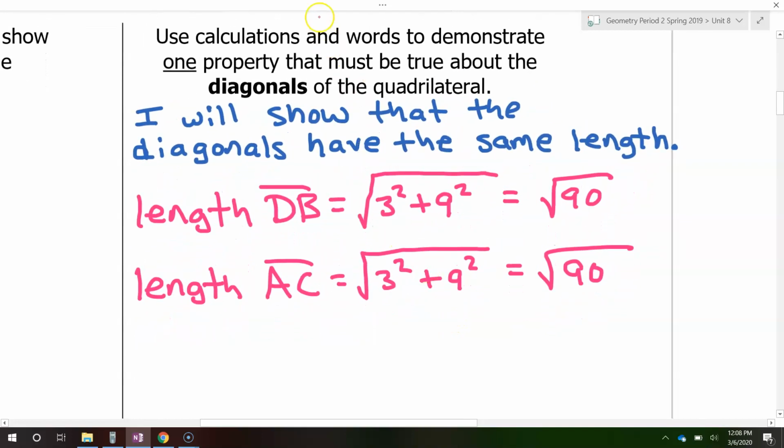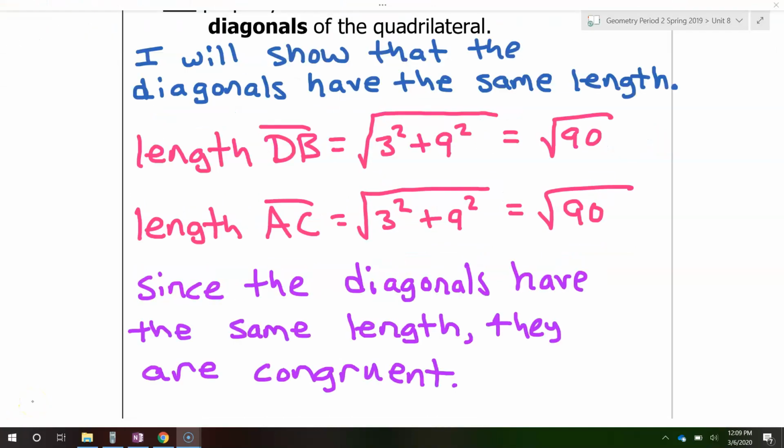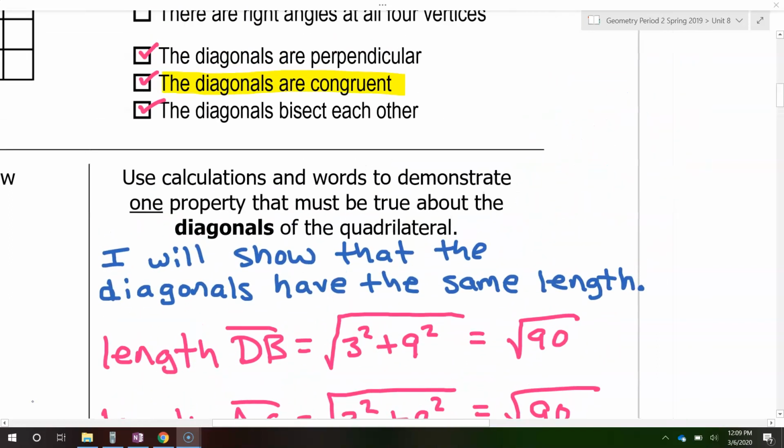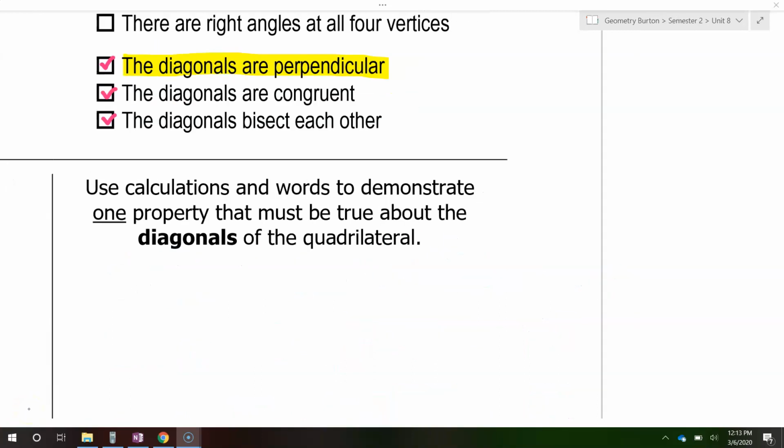Time for the conclusion. Since the diagonals have the same length, they are congruent. So that is how you prove that the diagonals are congruent. Next, we will prove that the diagonals bisect each other. No, we already did that one. Finally, we will prove that the diagonals are perpendicular.